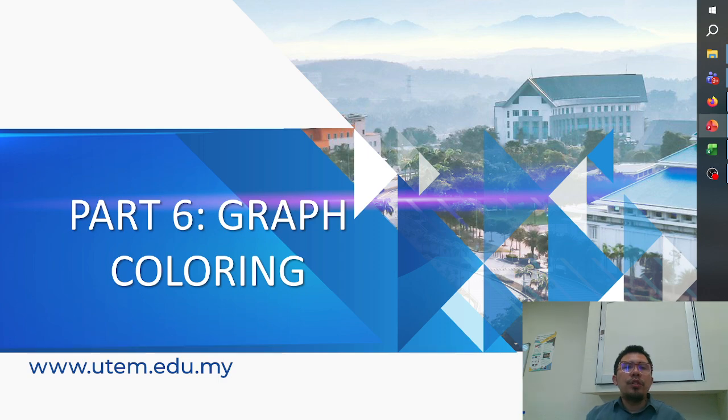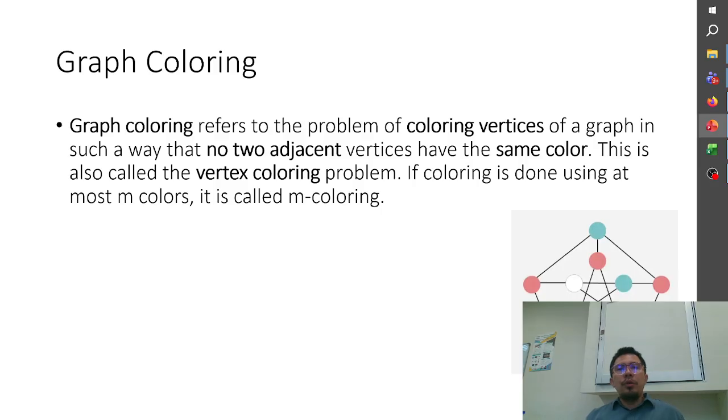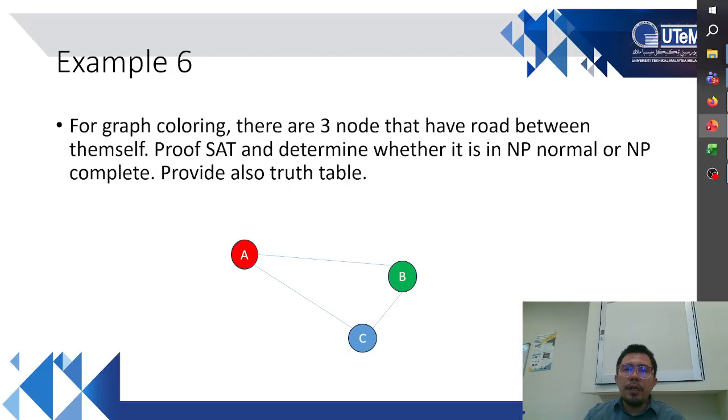So we proceed with the next problem, graph coloring. What is graph coloring? Graph coloring refers to the problem of coloring the vertices of a graph in such a way that no two adjacent vertices have the same color. This is the so-called vertex coloring problem. If coloring is done using at most m colors, it is called m-coloring. Okay, let's go to an example.